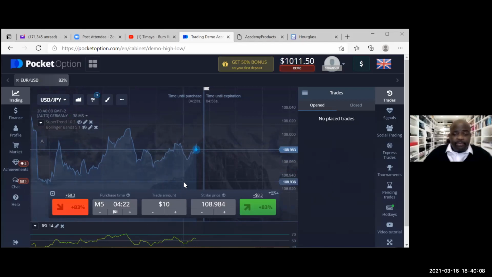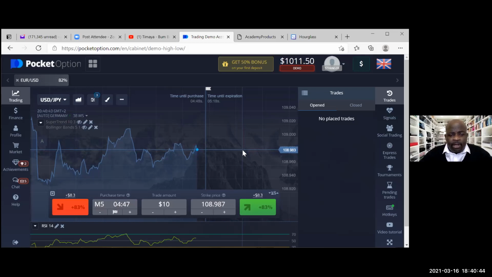Something else that you need to know is, let's say we want to place this trade for 10 pounds. The moment I put 10 pounds, it's going to deduct it from my balance. And what I'm likely to get back is 83%, which means if I win the trade, I will get $18.30 back. But if I lose the trade, they've already taken the money from that account, so that money is gone. That's the difference.